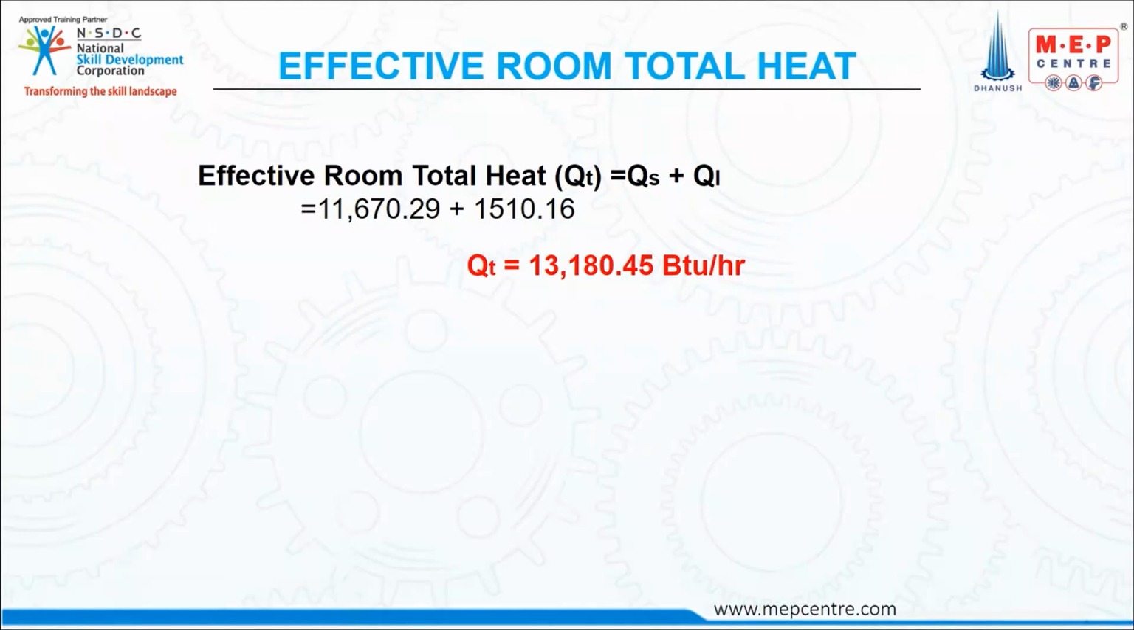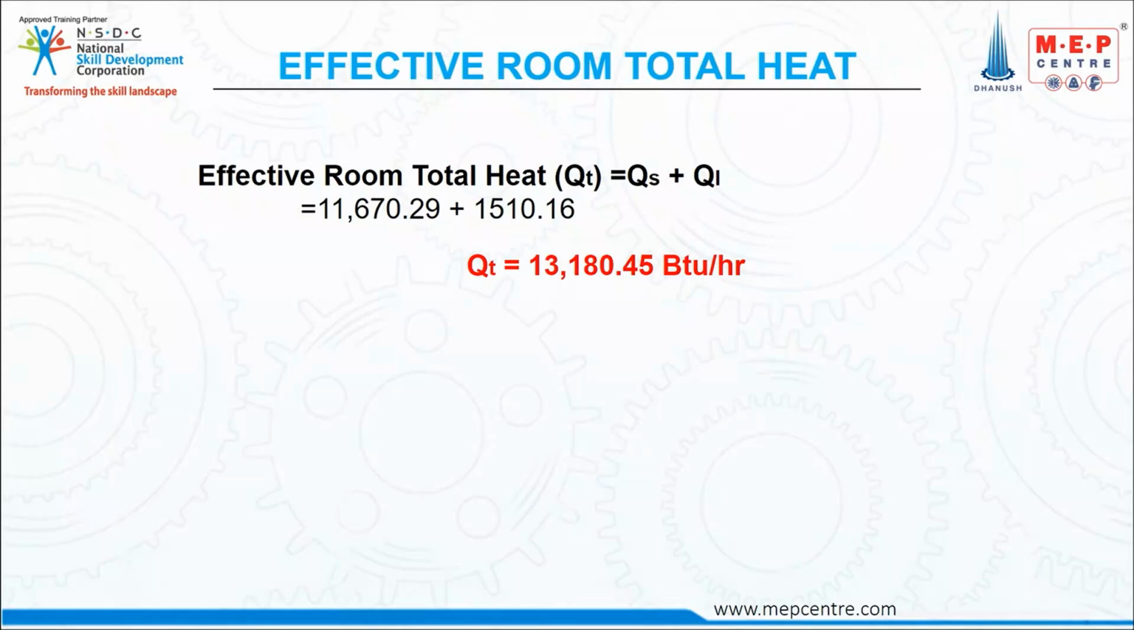Therefore, effective room total heat QT equals QS plus QL. Yesterday we got QS as 11,670.29. 11,670.29 plus QL. QL is 1510.16, which is 13,180.45, which is QT, the effective room total heat. This much heat is being generated in the room.